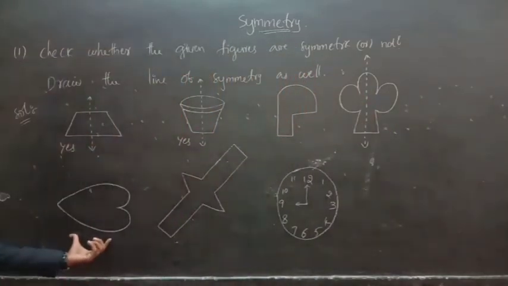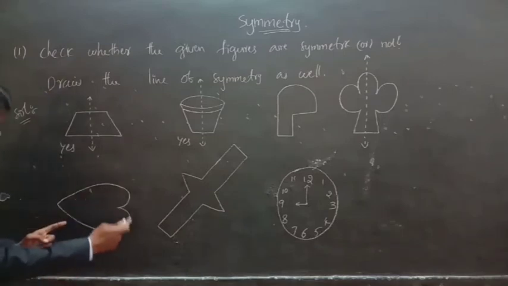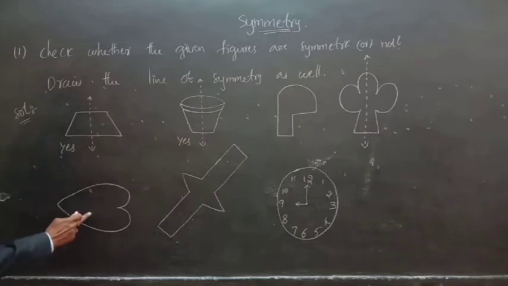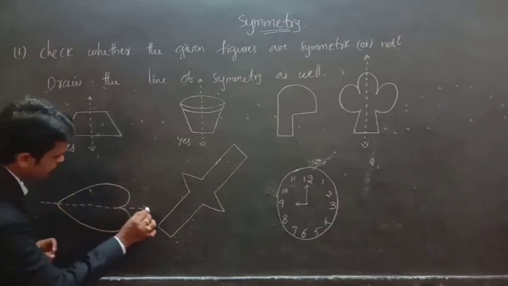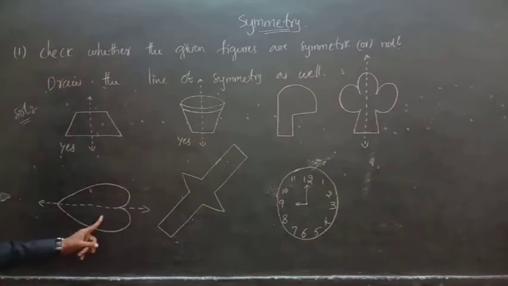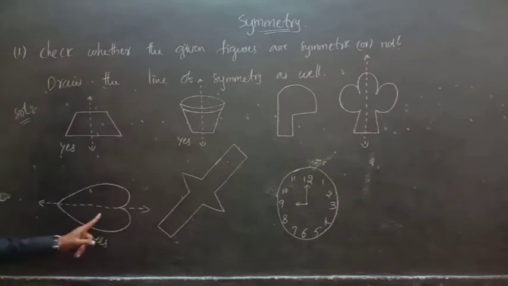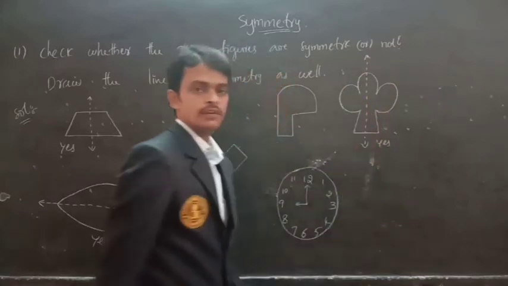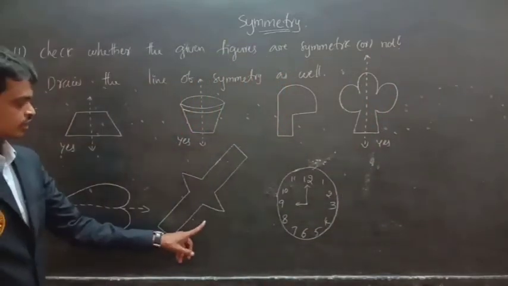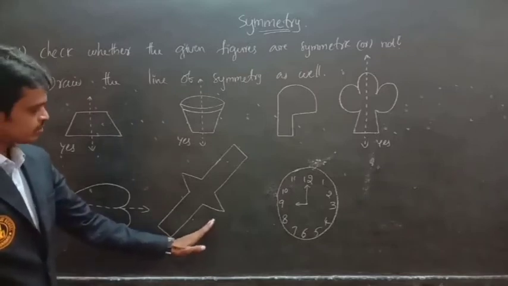Now this is a heart shape. Yes, this is a symmetric figure. Like this, horizontally we can draw a line of symmetry. Yes, this figure has a line of symmetry, and we draw a horizontal line of symmetry. Here we also draw a vertical line of symmetry, so it is also a symmetric shape.